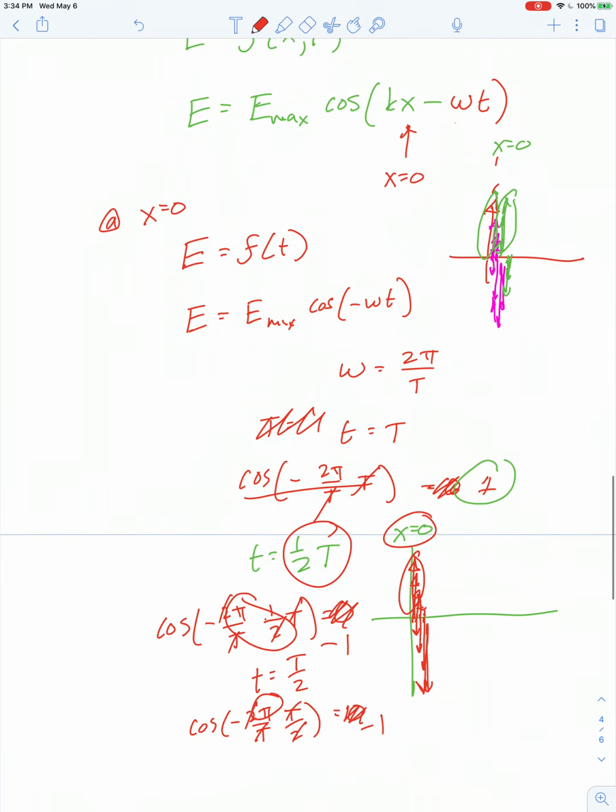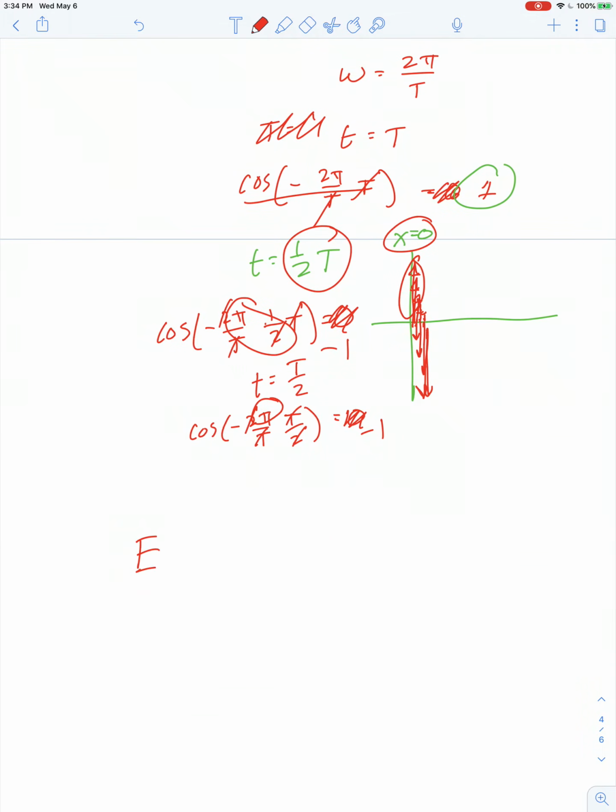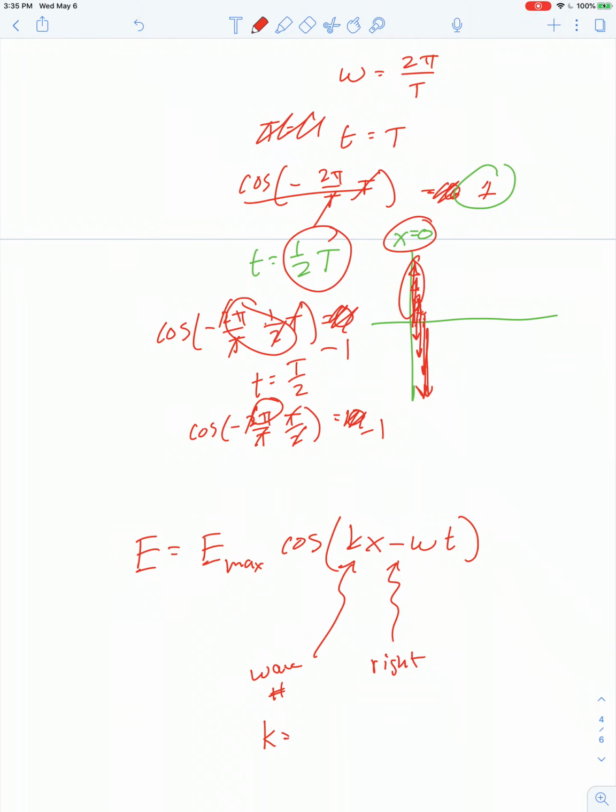So if we put this all together, the electric field as a function of both position and time is equal to some maximum value times the cosine of kx minus omega t. So the minus is telling us that it's propagating to the right. k is sometimes called the wave number, and that wave number is equal to 2 pi divided by the wavelength. We already have a name for omega. That's angular frequency, and omega is equal to 2 pi divided by period.